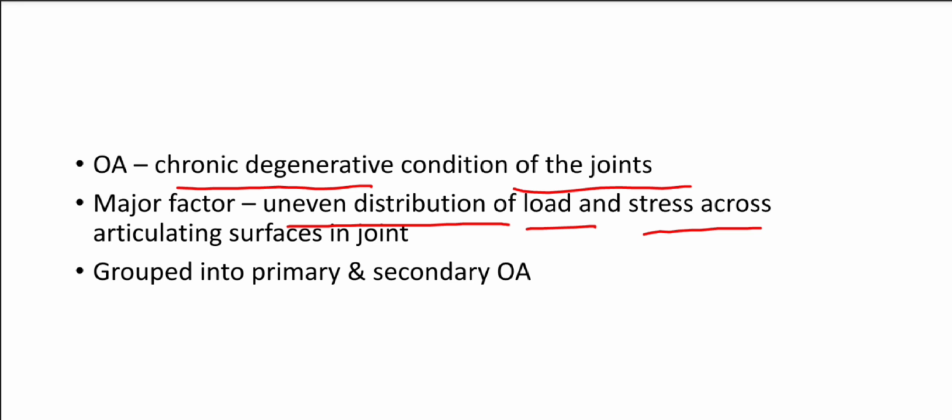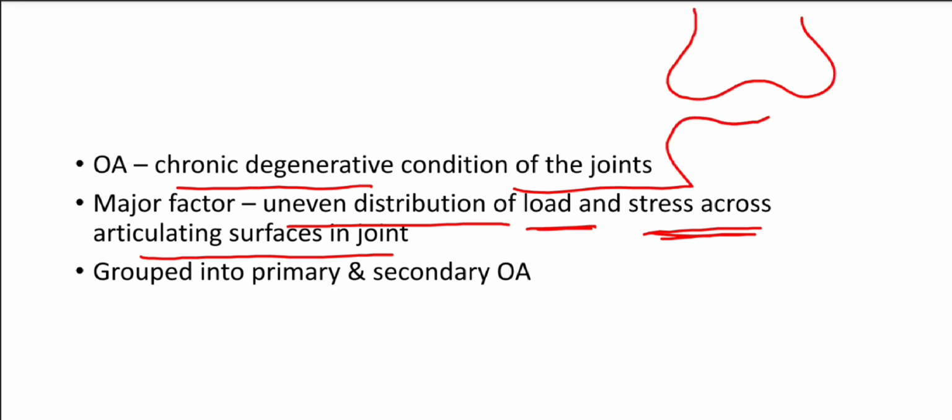The major factor responsible for osteoarthritis is uneven distribution of the load and the stress across the articulating surfaces of the joint. So these are the articulating surfaces of the joint. When there is uneven distribution of the load and the stress in these articulating surfaces, it will cause osteoarthritis. Most commonly it occurs in the weight bearing joints.